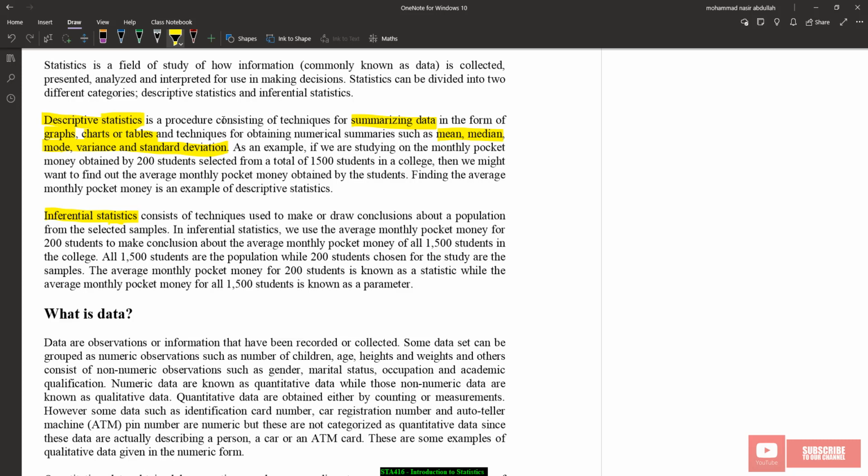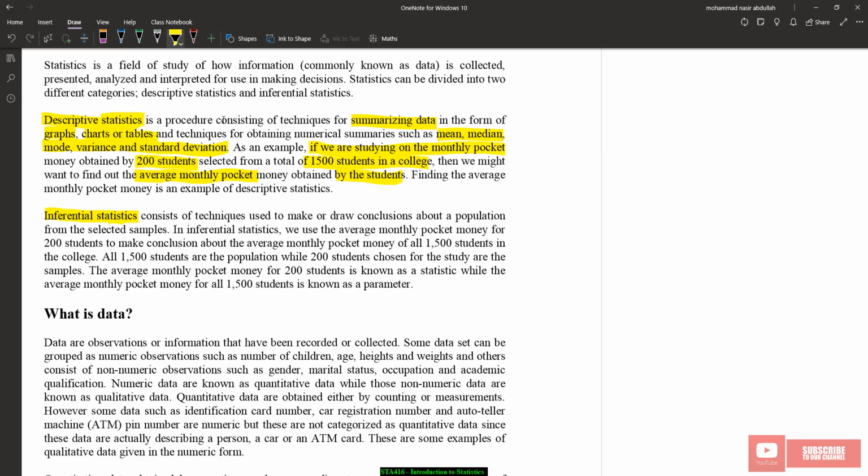We want to know the average of monthly pocket money. We want to know the average age of children in a playground, right? So we just want to describe the data. For example, if we are studying the monthly pocket money obtained by 200 students selected from 1,500 students in a college, then we might want to know the average monthly pocket money obtained by the students. So finding the average monthly pocket money is an example of descriptive statistics. We just want to know what is the average, what is the highest monthly pocket money that the students have, what is the lowest, right?